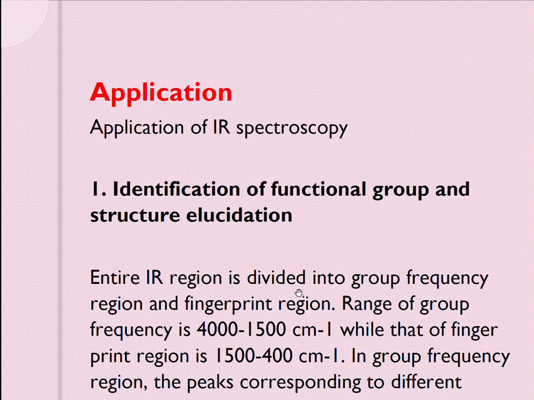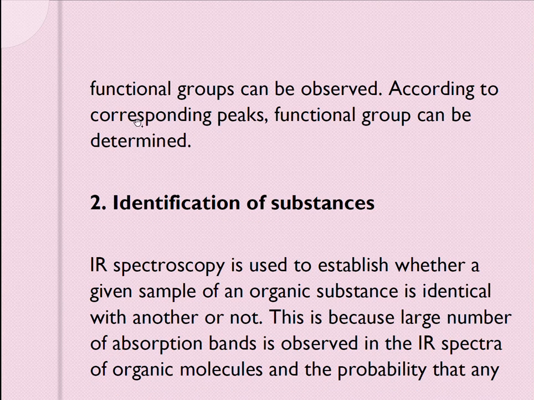The entire IR region is divided into the group frequency region and the fingerprint region. The range of the group frequency region is 4000 to 1500 per centimeter, while that of the fingerprint region is 1500 to 400 per centimeter. In the group frequency region, the peaks corresponding to different functional groups can be observed. According to the corresponding peaks, the functional group can be determined.